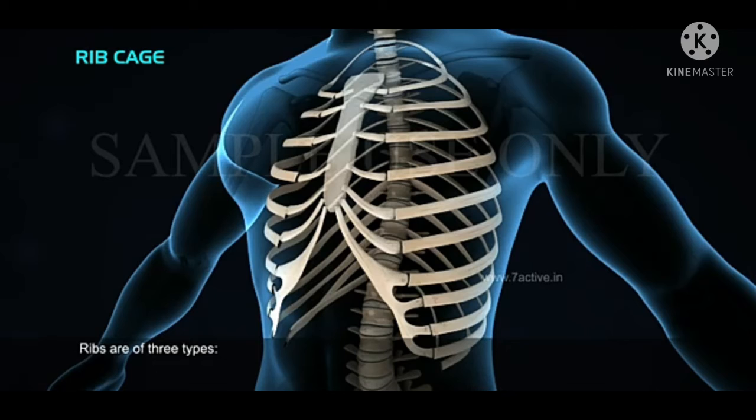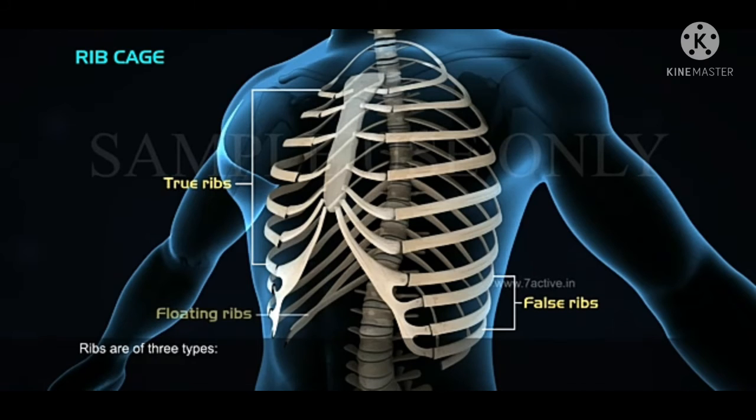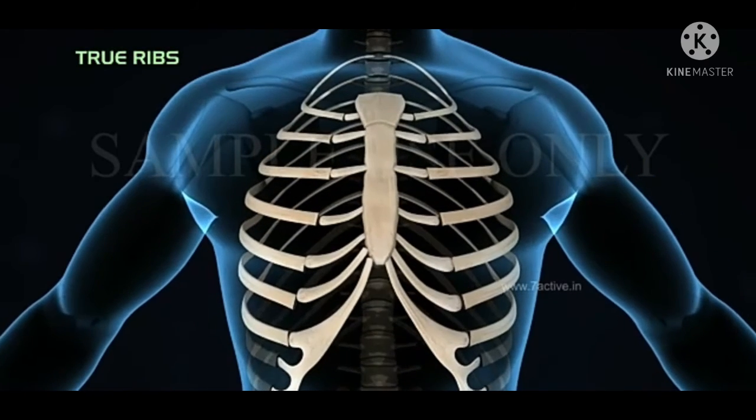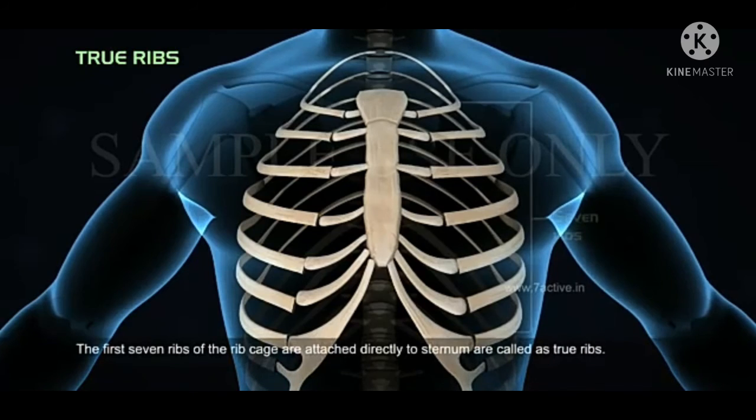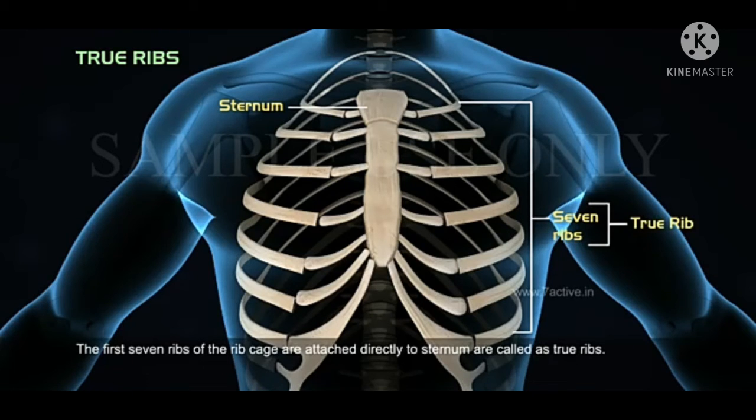Ribs are of 3 types. First, true ribs. Second, false ribs. Third, floating ribs. True ribs. The first 7 ribs of the rib cage are attached directly to the sternum and are called true ribs.